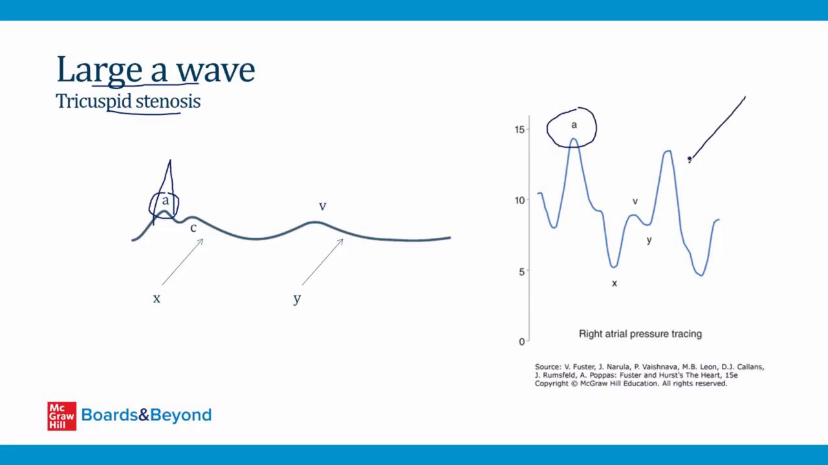Now you should know that interpreting these types of pathologic findings is extremely difficult. It's cardiology board exam level stuff. So I wouldn't worry too much about being able to recognize the pressure tracing, but you definitely should know that the large A wave is a classic finding in tricuspid stenosis.